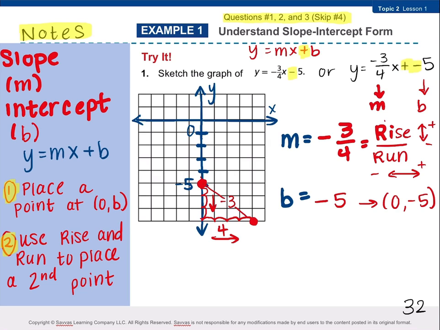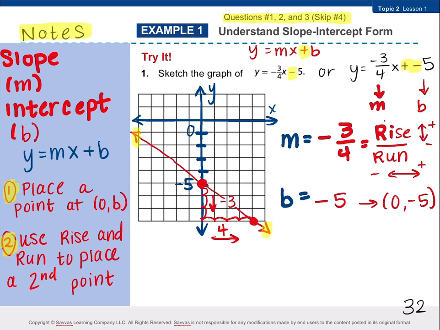I don't want to run into my negative 3. But my line should also go long through the entire graph. And then on the ends, I put arrows because that line will go on forever. And that's my graph. I sketched my graph with my M and my B.